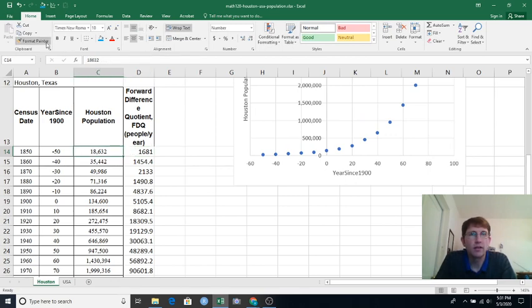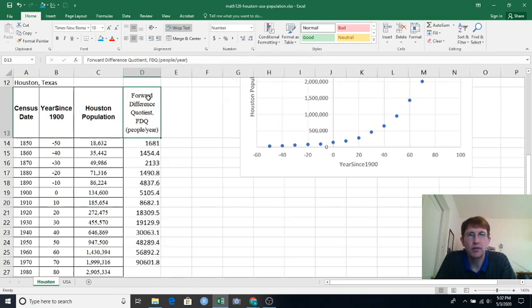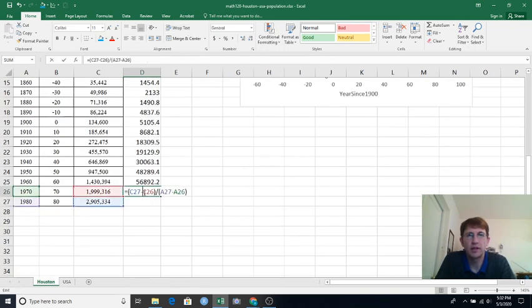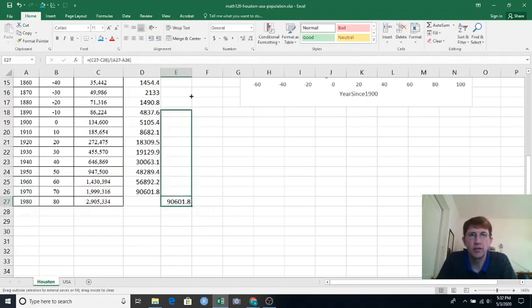All right, let's make that not so bold. So that's the forward difference quotient, and we got that by saying, let's look forward one row. You might imagine, well, if I had put it here, I'd be looking backward one row. So we'll try that over here. This value minus that value divided by the x value minus the previous row's x value. And then I can fill that up.